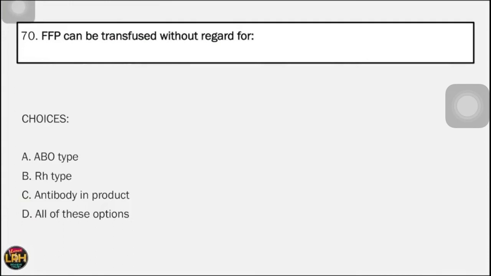Number 70, FFP can be transfused without regard for letter A, ABO type, B, RH type, C, antibody in product, or letter D, all of this option. So, for fresh frozen plasma, it can be transfused without regard for the RH type since FFP is not actually a cellular product.